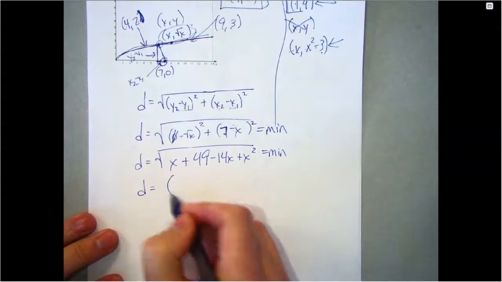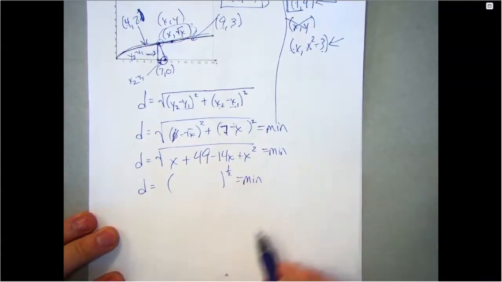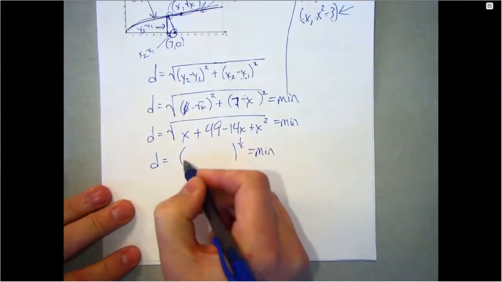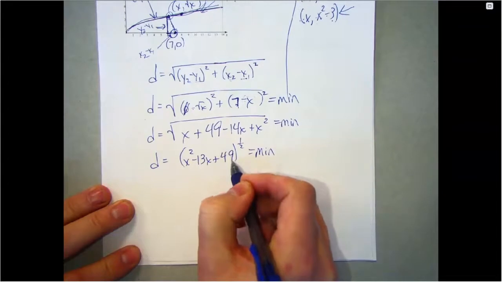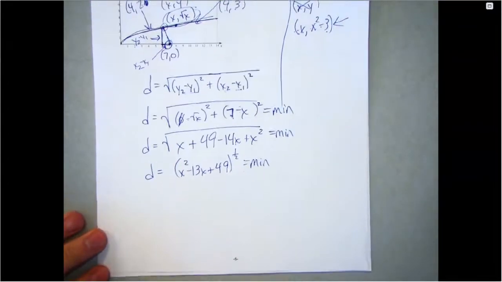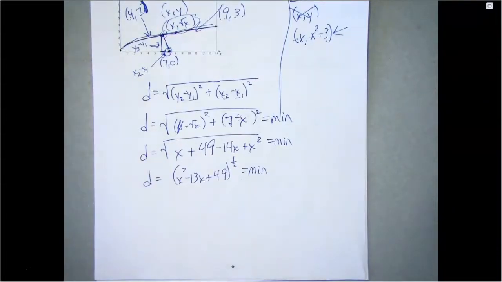And then I'm going to combine like terms, and I'm also going to write just the 1/2 power, because that's the form we wanted to take the derivative. So I would have x squared minus 13x plus 49. And now I want to take the derivative and set it equal to 0 and find the minimum value.